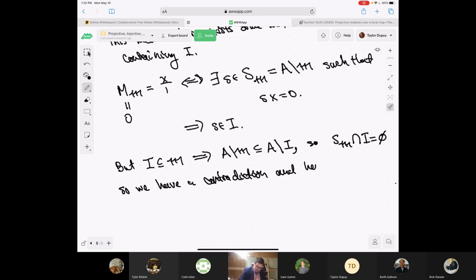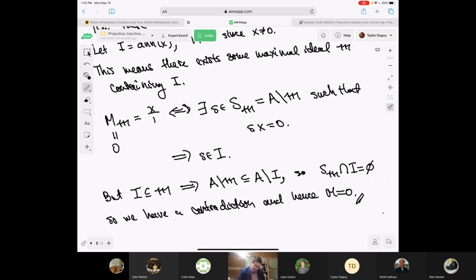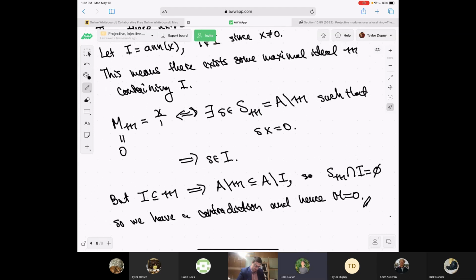And hence, M is 0. Okay, so there can't be a non-zero element. This gives the contradiction. Could you give an example where it's difficult to tell that a module is 0?